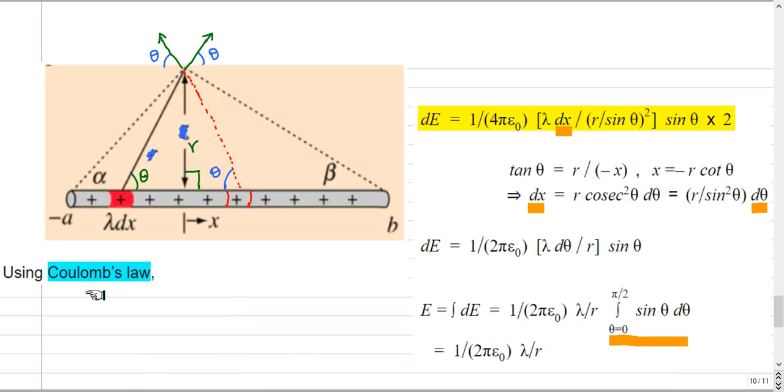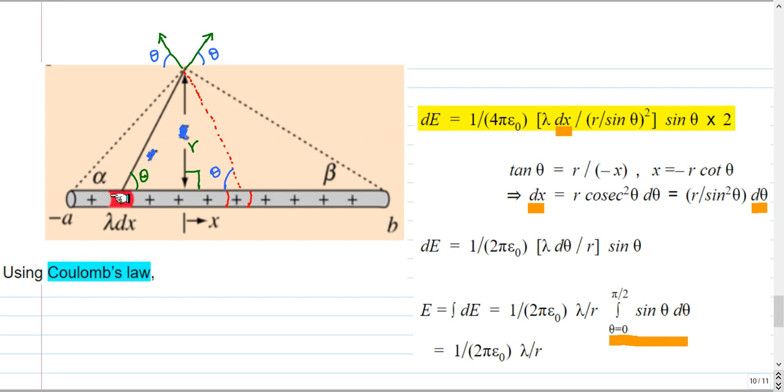Now using Coulomb's law, we can get the electric field at this general point P. To do that, we have to use Coulomb's law expression for the electric field, which is 1 by 4 pi epsilon naught, the charge divided by distance square. So again, let's take a pair of elements which are equidistant from this line. One element here and one element here of the same size dx. So both the elements have the same charge, lambda dx.